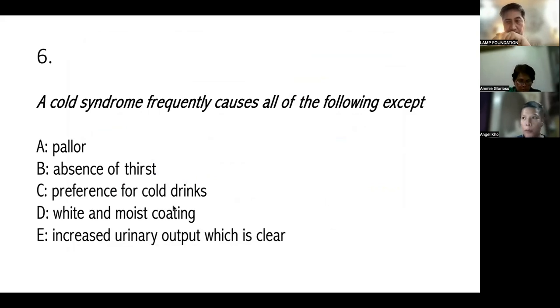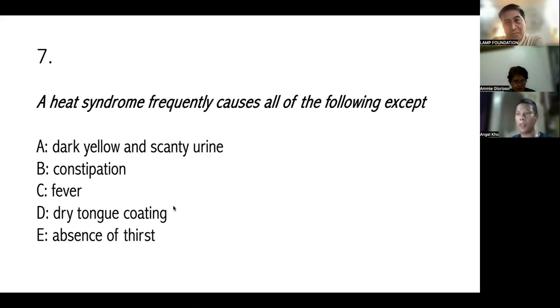Number 6 po daw. A cold syndrome frequently causes all of the following except: A. Pallor, B. Absence of thirst, C. Preference for cold drinks. Okay, so answer po, Doc, is letter C, preference for cold drinks. Kasi syempre, kapag may cold syndrome ka na, gusto mo hot drinks, not cold. Okay, very easy. Number 7, heat syndrome naman. So mapapansin natin dito ang answer is absence of thirst naman. Kasi syempre uhaw nga siya dito dahil may heat syndrome siya, Doc. Easy, no?